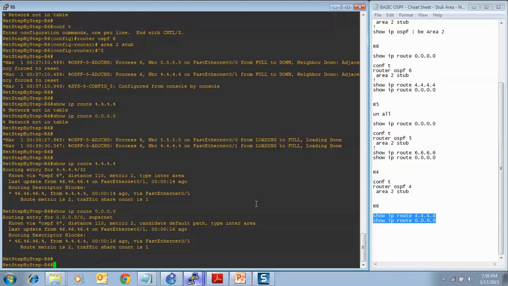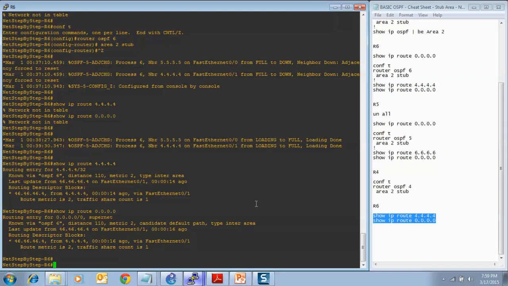From the output, I see a route to 4.4.4.4 network through interface Fast Ethernet 01 and a default route known via OSPF through interface Fast Ethernet 00 with a metric of 21. Router 6 has obtained a default route from router 3.